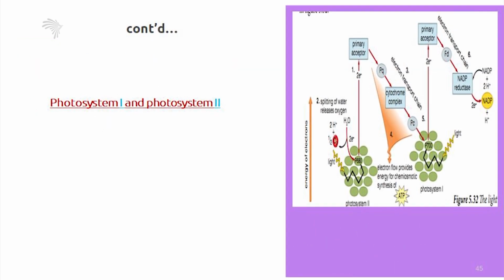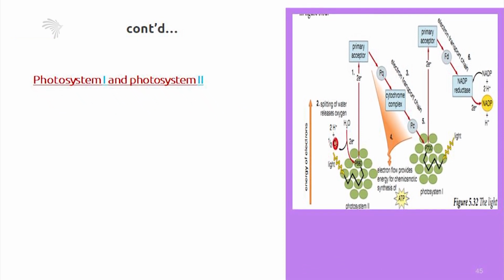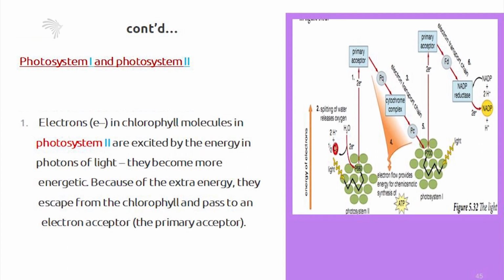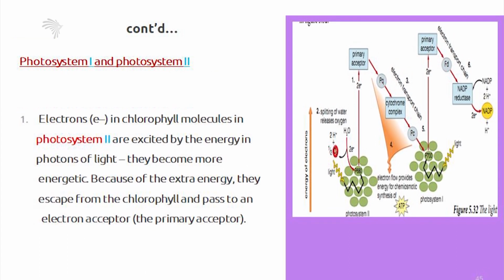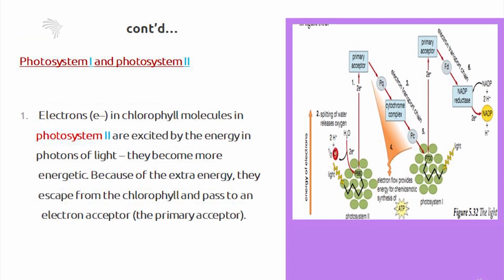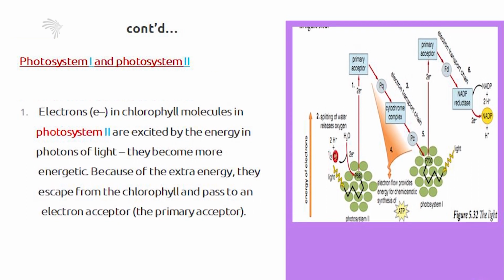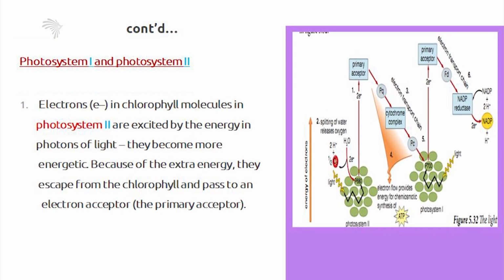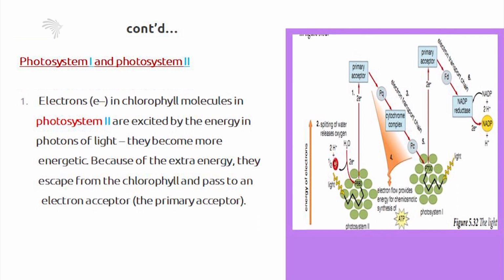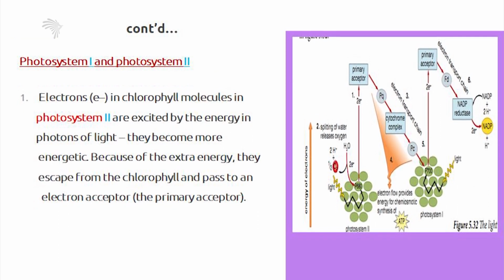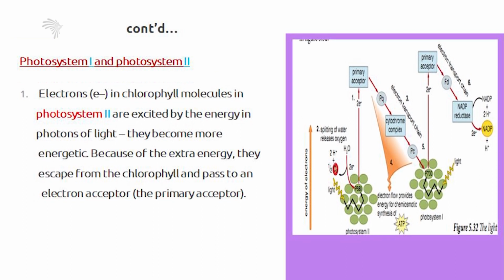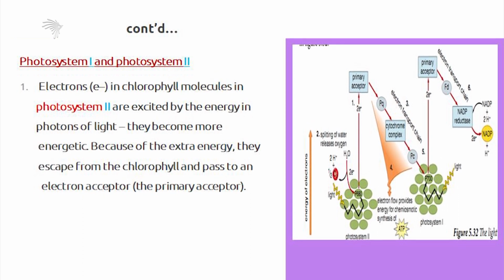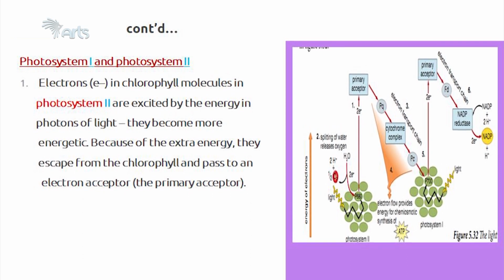So photosystem 1 and photosystem 2, what's going on in these two systems? Number one, electrons in chlorophyll molecule in photosystem 2 are excited by the energy in the photons of light. They become more energetic. Because of the extra energy, they escape from chlorophyll and pass to an electron acceptor, or the primary acceptor. So in this slide, in photosystem 2, when light strikes, electrons are ejected from it and go to primary acceptors. And it goes down to the many carrier molecules, the cytochromes and ubiquinone.